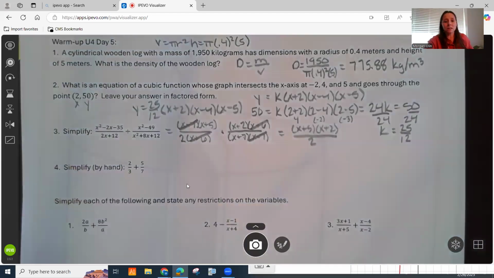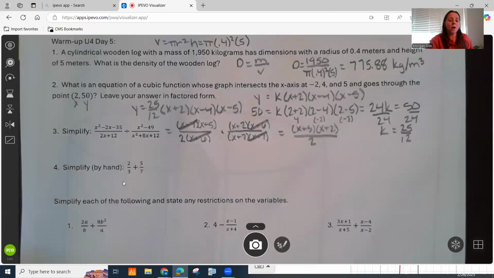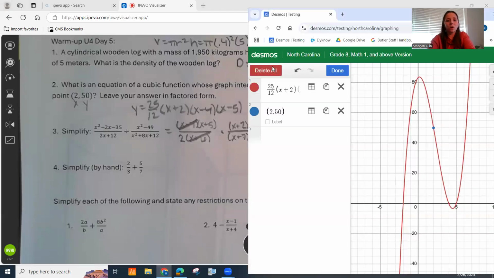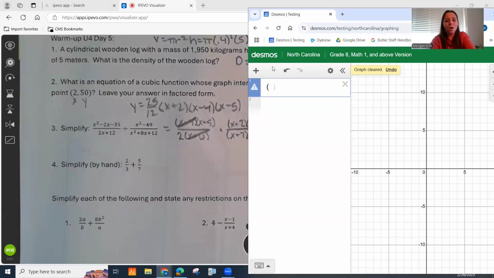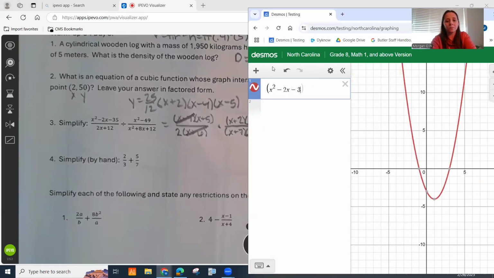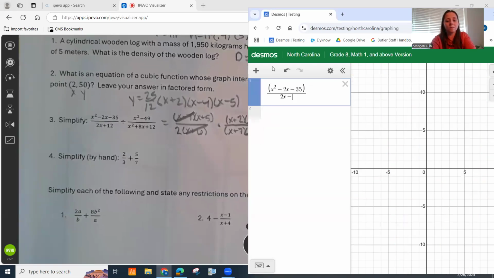Now, how to check it to see if we did this correctly, we can plug all of this in. And I'm going to plug this in because I know I didn't on a lot of the video yesterday. All right, x squared minus 2x minus 35. Oops. Okay, and I'm going to take that and divide 2x plus 12. Now, watch how I do this. This whole thing gets divided by.